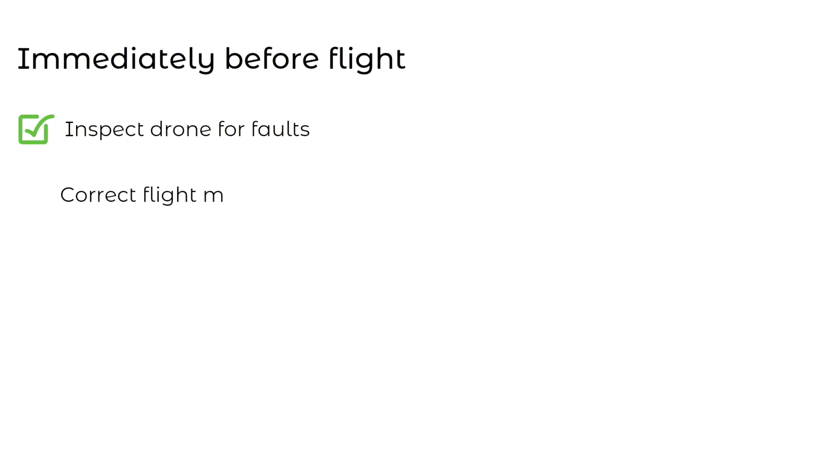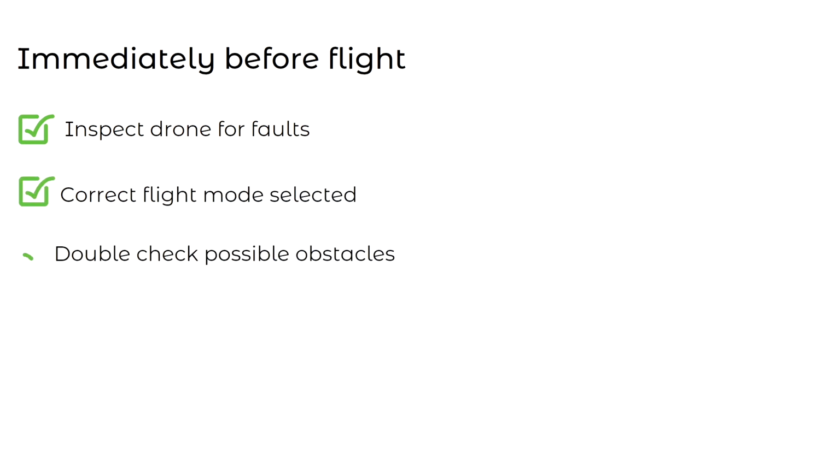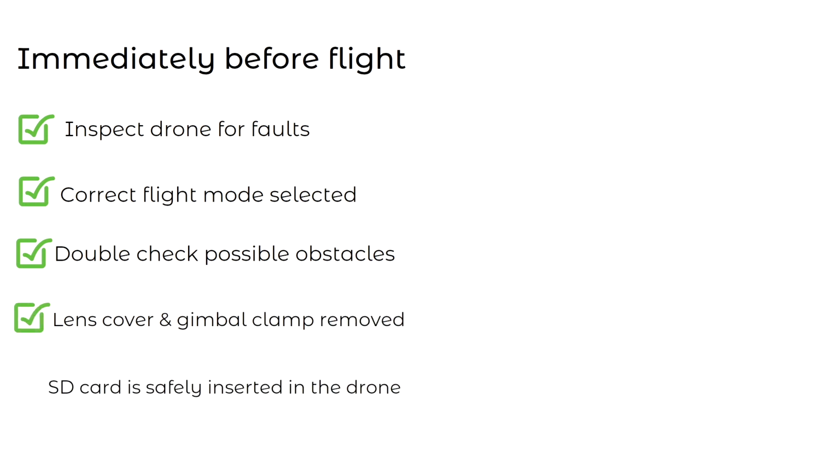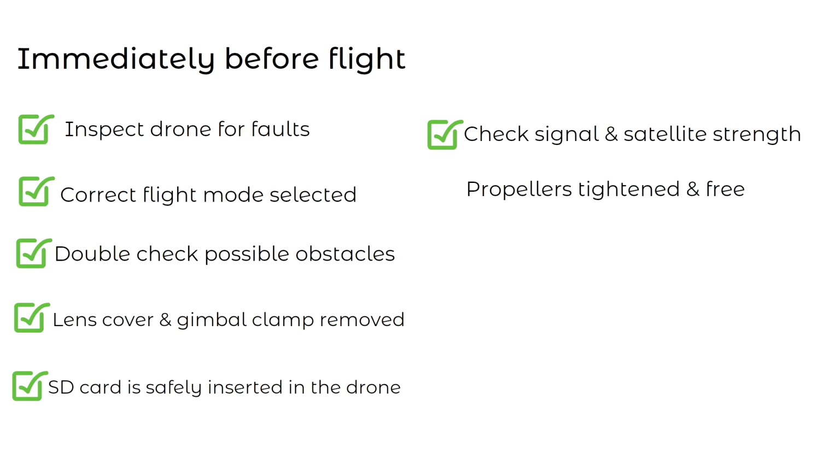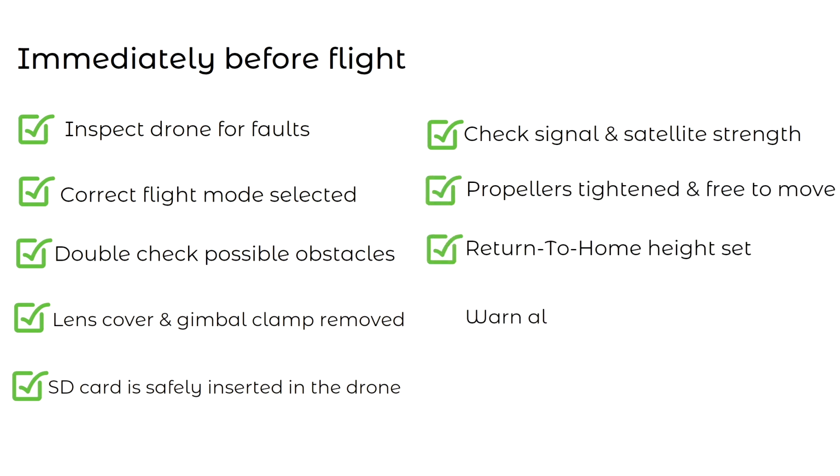Immediately before flight. Inspect drone for faults. Correct flight mode selected. Double check possible obstacles. Lens cover and gimbal clamp removed. SD card is safely inserted in the drone. Check signal and satellite strength. Propellers tightened and free to move. Return to home height set. Warn all spectators. And wind speed check.